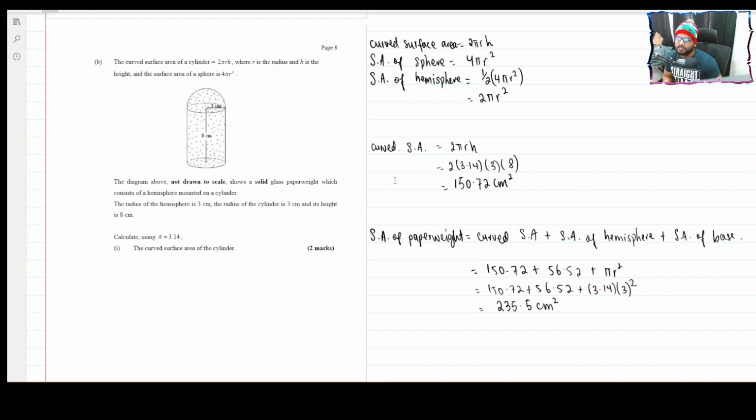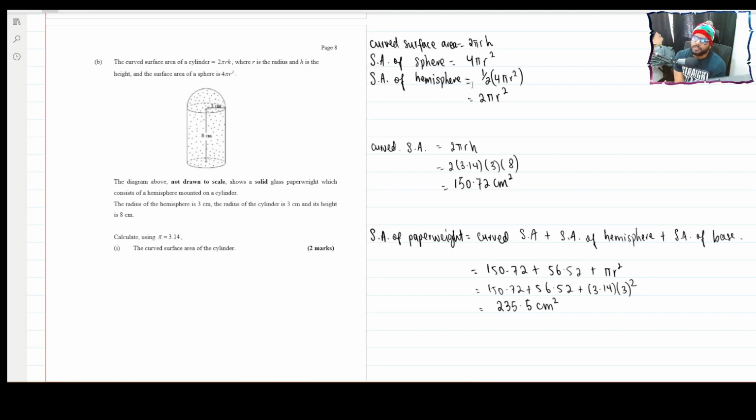The diagram above, not drawn to scale, shows a solid glass paperweight which consists of a hemisphere mounted on a cylinder. So they gave us the formula for a sphere. A hemisphere is half of a sphere. I don't know if it's going to be useful information to me as yet, but I will still calculate the surface area of a hemisphere over here. So I get the surface area of a hemisphere to be 2 pi r squared.